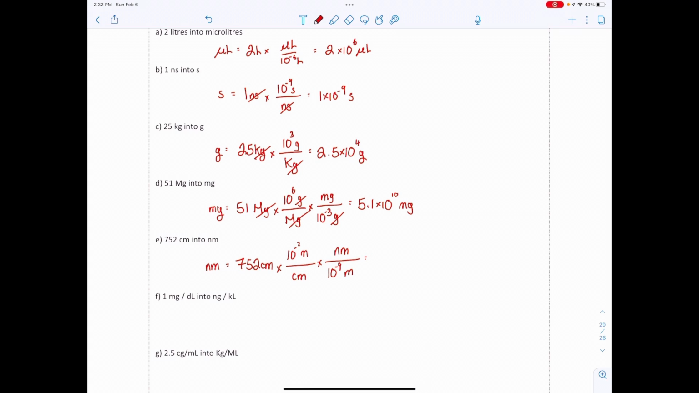So we can put that into the calculator. And we should get 7.52 times 10 to the power of 9 nanometers.